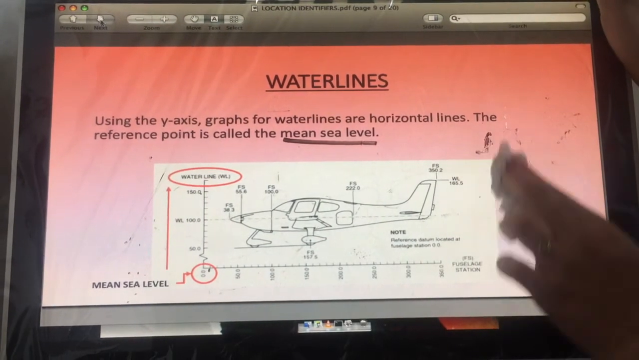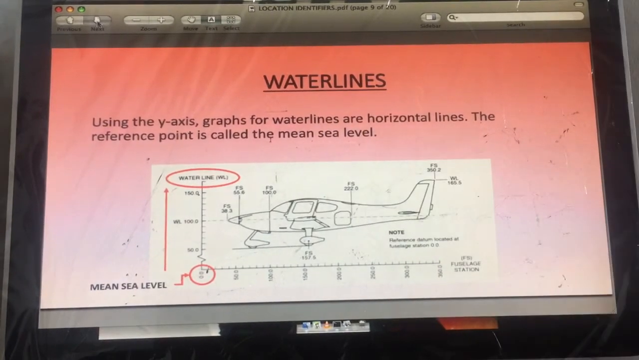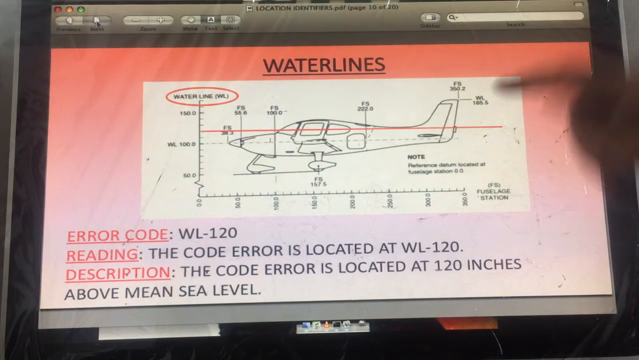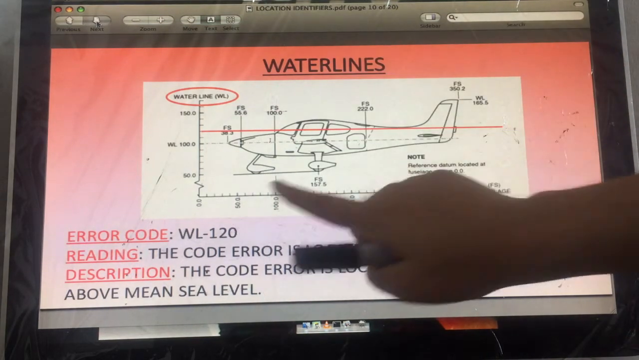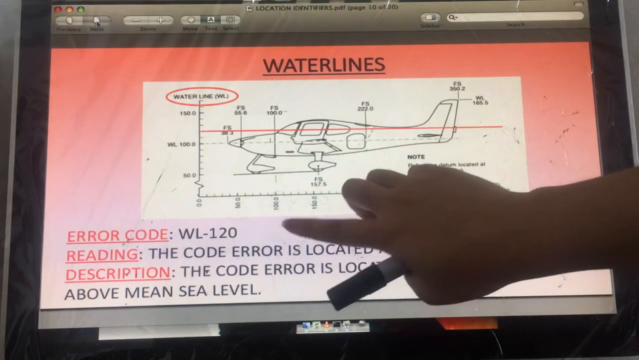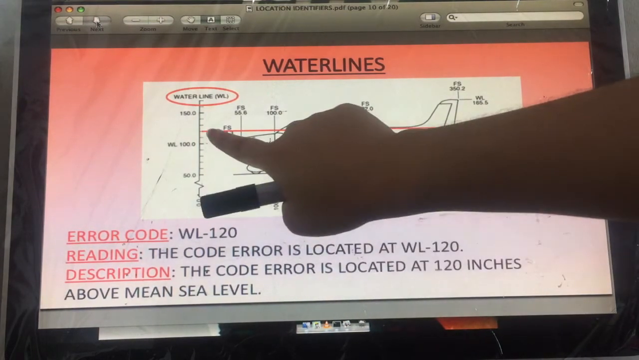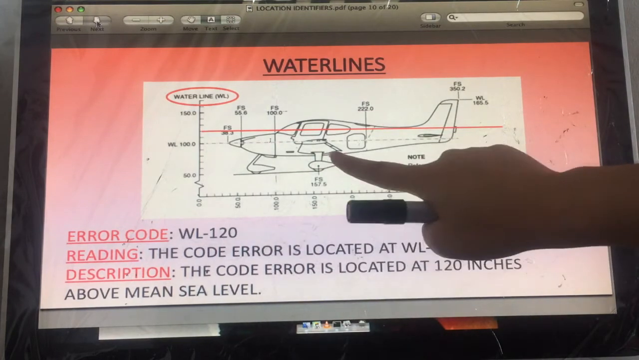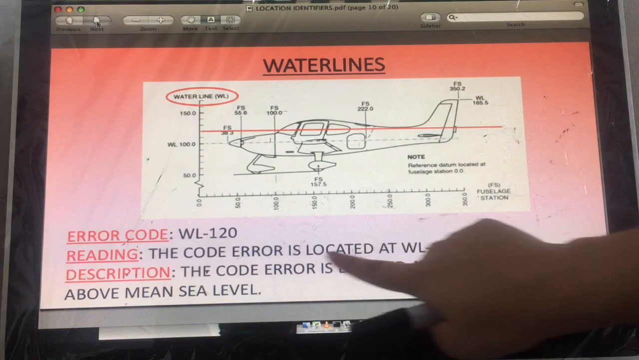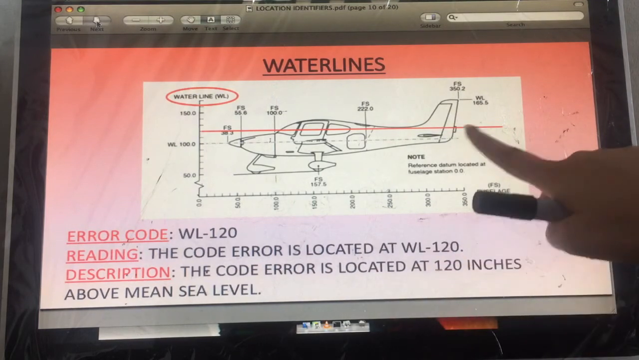So, how do we read errors in the water lines? Ganyan. So, this is the graph. It's a horizontal line, of course. And then, since sa fuselage station, we use FS. Of course, water line, we use WL. So, this is WL-120. And then, for the reading, copy lang. The code error is located at WL-120.